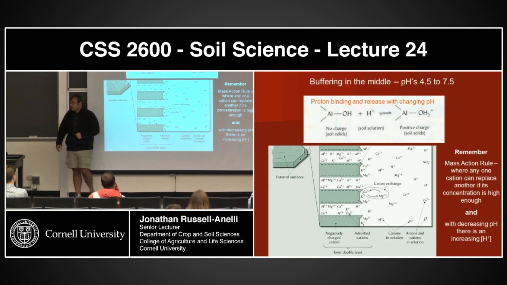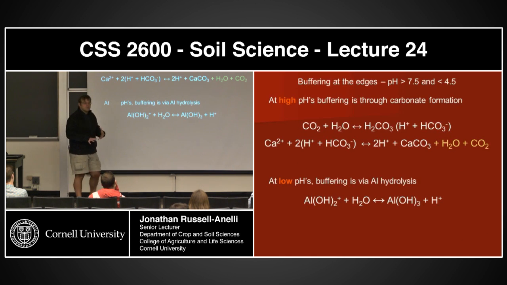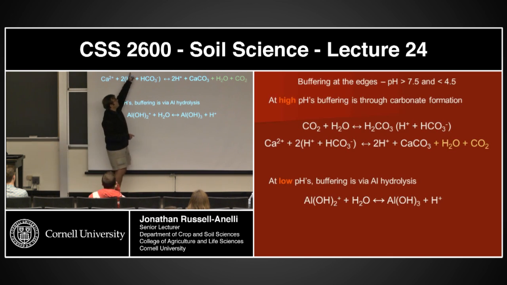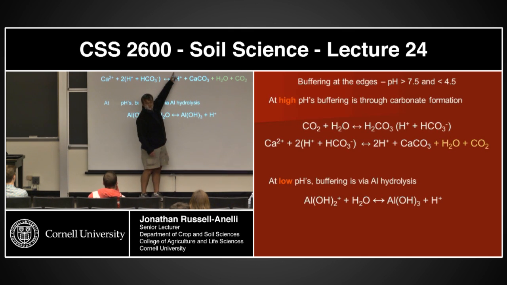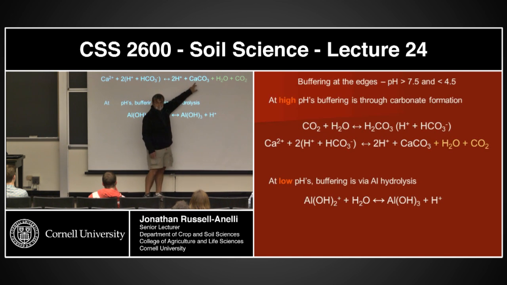Okay? Now, when we start getting at the extremes, the high pHs and the low pHs, there are two other controls. At the high pHs, this is where we ended up last lecture. At the high pHs, you're really looking at calcium carbonate. Do you guys remember this equation right here? CO2 plus water makes carbonic acid, right? Now, this is a reversible reaction. This reaction can go this way. Now, at high pHs, we're really at this component of the pH reaction.